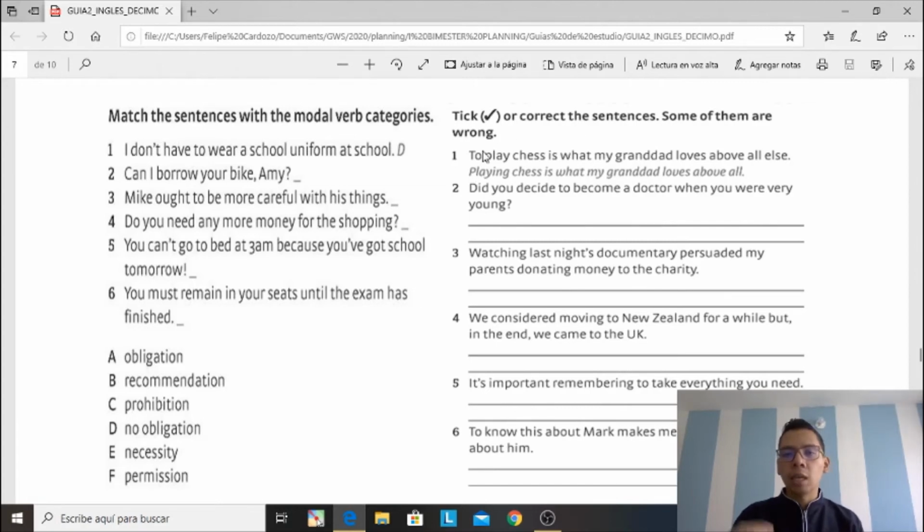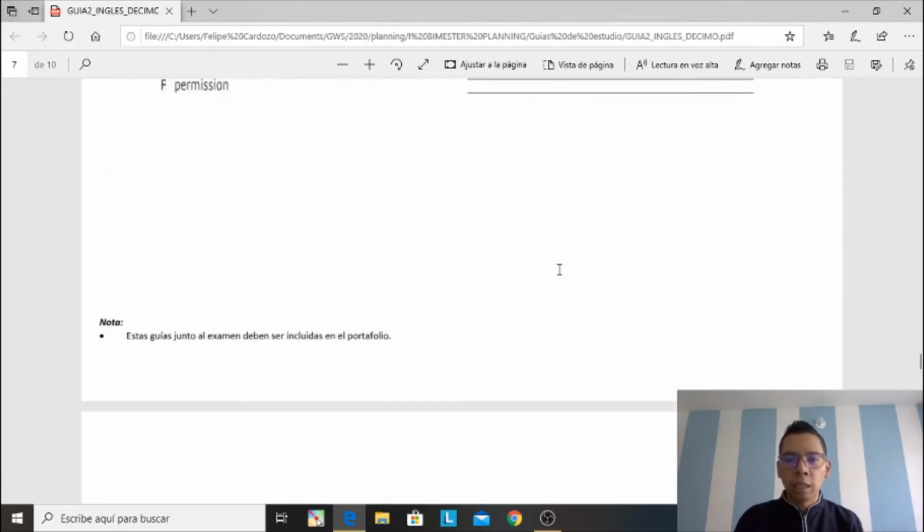In this one, tick, haga un chulito, or correct the sentences. Si la oración está bien, chulito. Si está mal, la corregimos, ¿ok? Esto es lo que toca hacer en ese ejercicio.